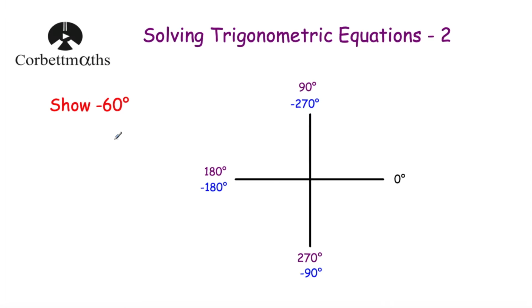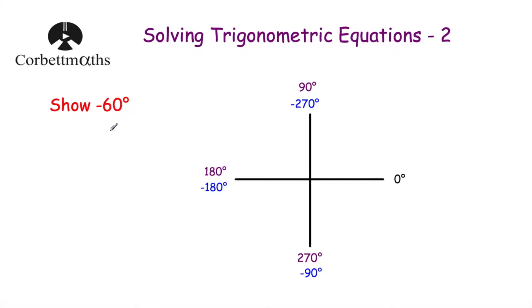If we wanted to show a negative angle on the CAST diagram, we go around clockwise. So if we want to show negative 60 degrees, that's what you get when you start at the positive x-axis and go around clockwise. Negative 90 would be down there, negative 180 degrees would be there, negative 270 degrees would be there, and negative 360 degrees.